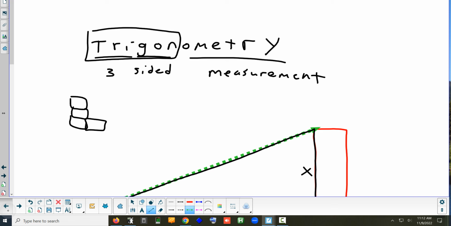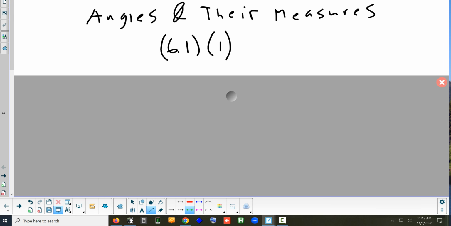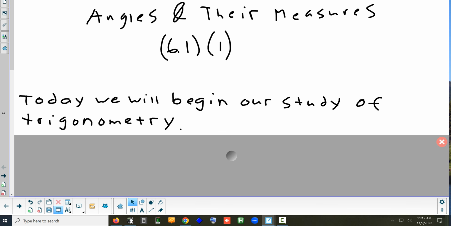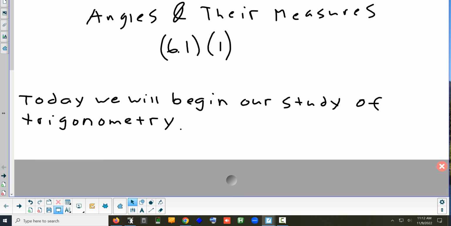All right, so we talked about what trig means, and one of the most important things we do with trig is measure triangles. So let's start by talking about one of the basic things in a triangle, which is an angle. And even more basic than an angle is just the sides of the angle. We'll talk about what those are called.